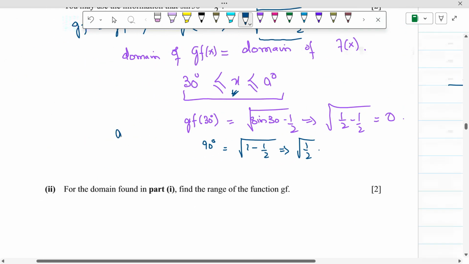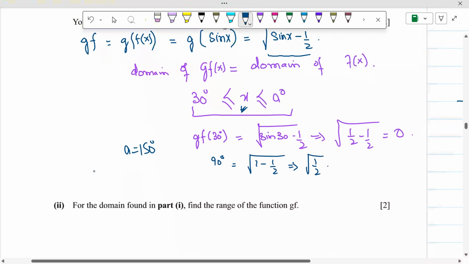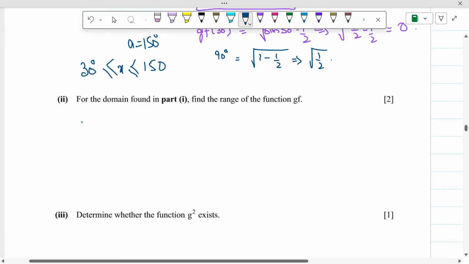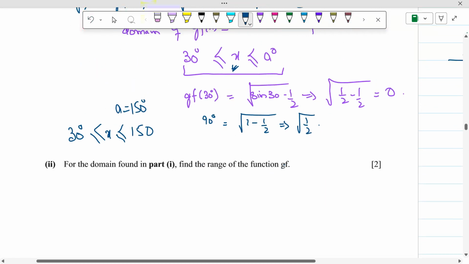So we can increase the value of a up to 150 degrees. So we can say that a is 150 degrees, and the domain of g of f of x will be x less than or equal to 150 and greater than or equal to 30 degrees. Okay. For the domain found in part 1, find the range of the function g of f.